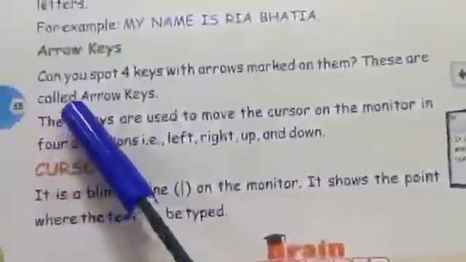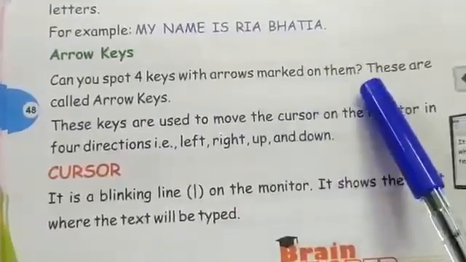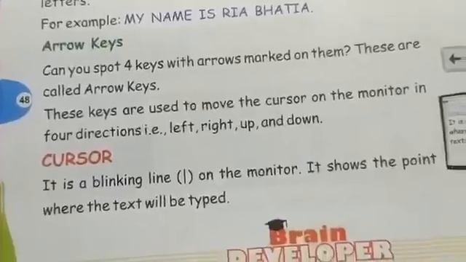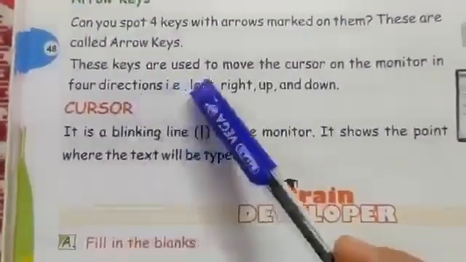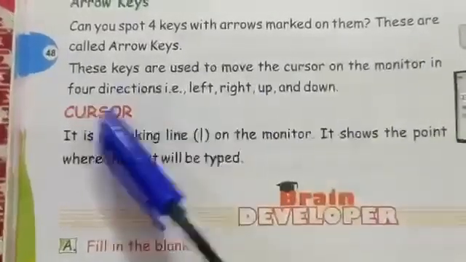So can you spot 4 keys with arrows marked on them? These are called arrow keys. As you can see here, it is present at the bottom of the keyboard. So these are called arrow keys. These keys are used to move the cursor on the monitor in 4 directions.